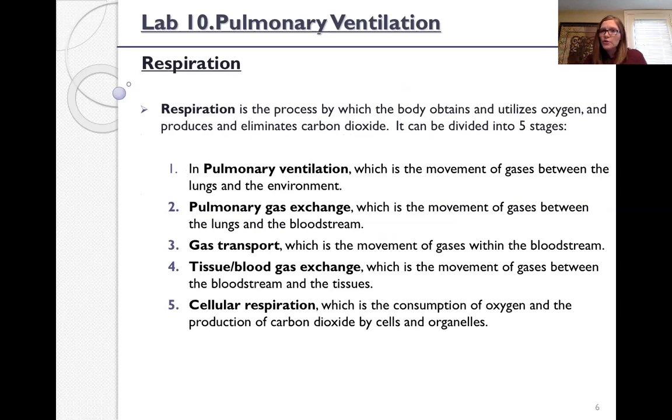Respiration in general involves utilizing oxygen and getting rid of carbon dioxide in five stages. Pulmonary ventilation is the movement of gas between the lungs and the environment. Gas exchange is the movement of gases between the lungs and the bloodstream. Gas transport is the movement of gases within the bloodstream. Tissue blood gas exchange is the movement between the bloodstream and the tissues. Cellular respiration is the consumption of oxygen to produce carbon dioxide by cells and organelles, which we hopefully remember from our last biology piece.